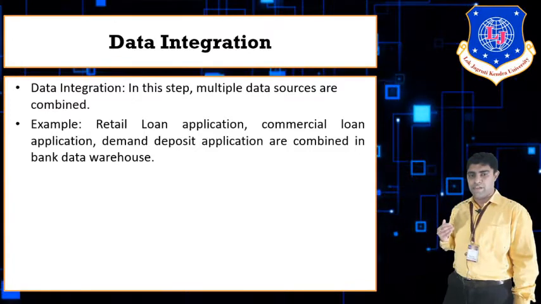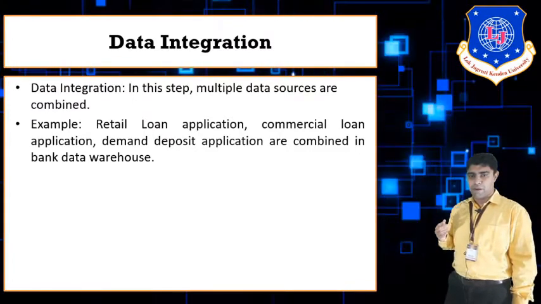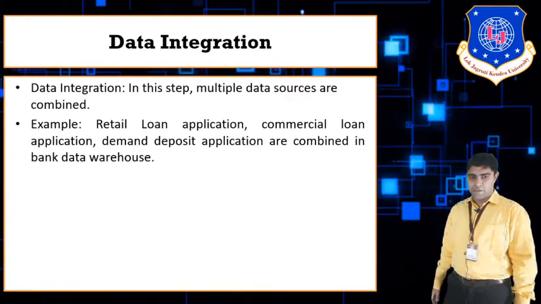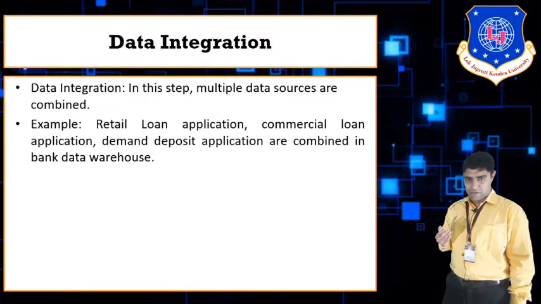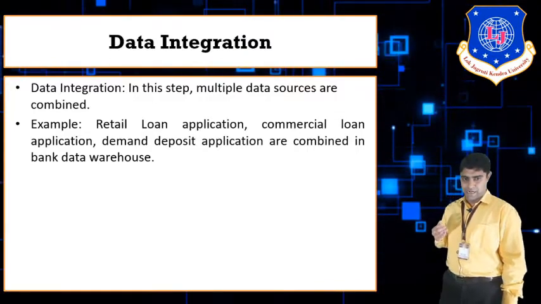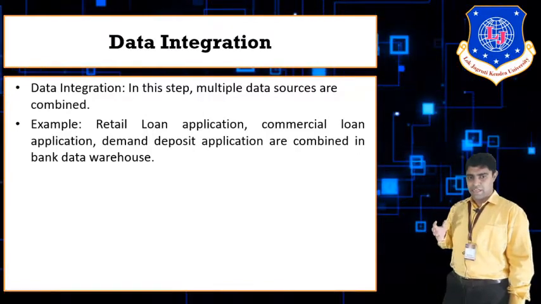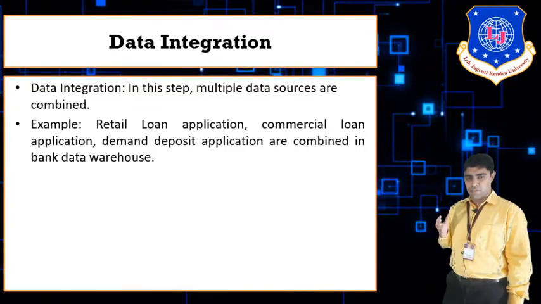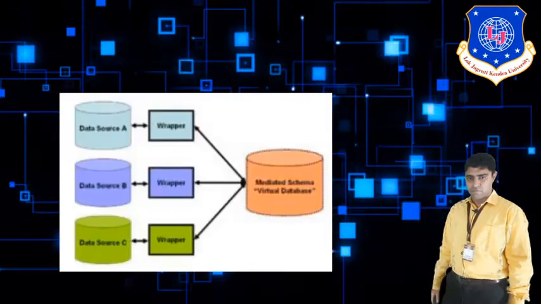Example: retail loan applications. In retail industries, for loan applications, we will combine different types of multiple data into a single source. We can also apply data integration in commercial loan applications. Demand deposit applications are combined in the bank data warehouse. These are the applications which can be combined in the bank data warehouse. A data warehouse is a collection of multiple data sources holding a huge amount of data.